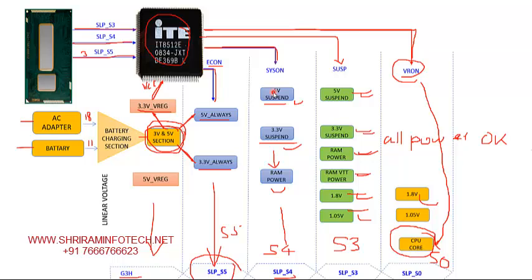The cease on signal generates the RAM supply, and then in S0 state the SUSP signal will be generated, and the SUSP signal generates 1.8 and 1.05 simultaneously, all these voltages, and finally the VR on signal, where all the powers are okay, and additionally the CPU core voltage is also generated.